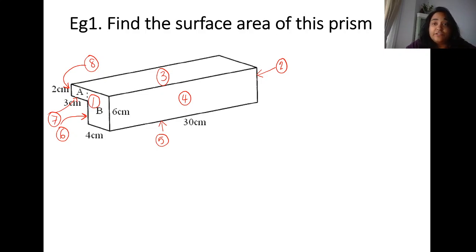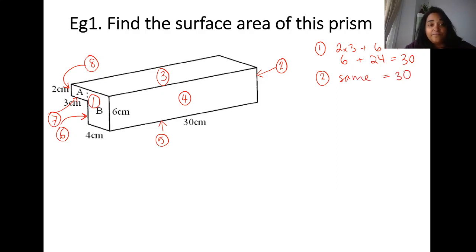So now let's just go through them one by one. So 1 is going to be, actually we worked that out for the volume, 2 times 3 for A and 6 times 4. So 2 times 3 plus 6 times 4, which equals 6 plus 24, which equals 30. And we know that side 2 is the same, so we can say that's 30 as well.